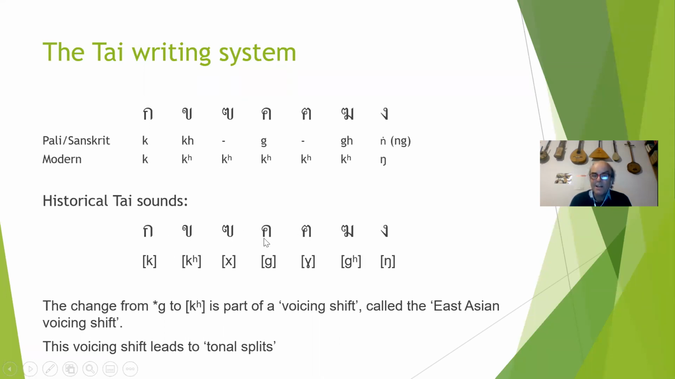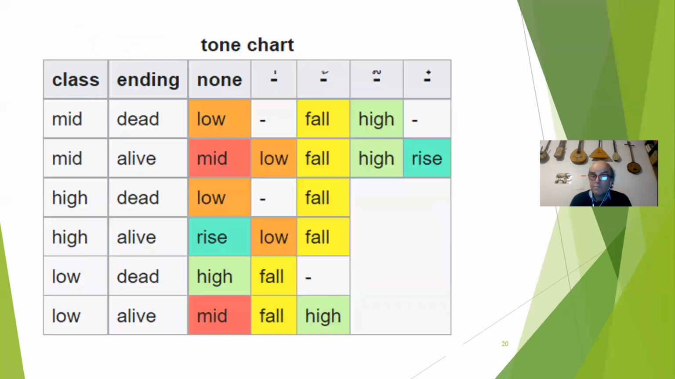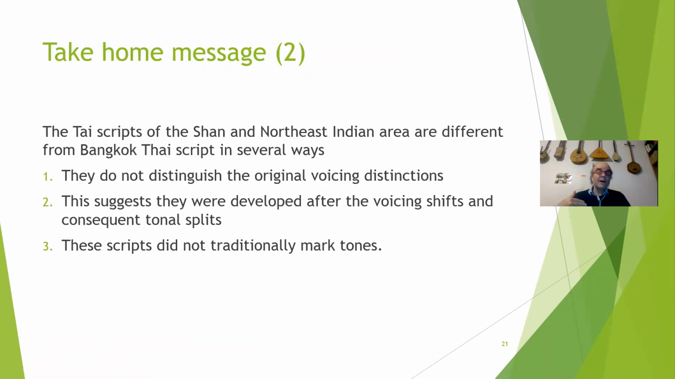They are written differently in Bangkok Thai, which probably means that the Bangkok Thai writing system was developed before the change in the pronunciation of these letters. Whereas the Shan and Northeast Indian scripts were probably developed after the voicing shifts, somewhere around 700 years ago. And of course, these scripts did not traditionally mark tones, whereas the Bangkok Thai script does and has for a long time. But it doesn't mark the tones as they are pronounced. You have a series of rules to work them out.